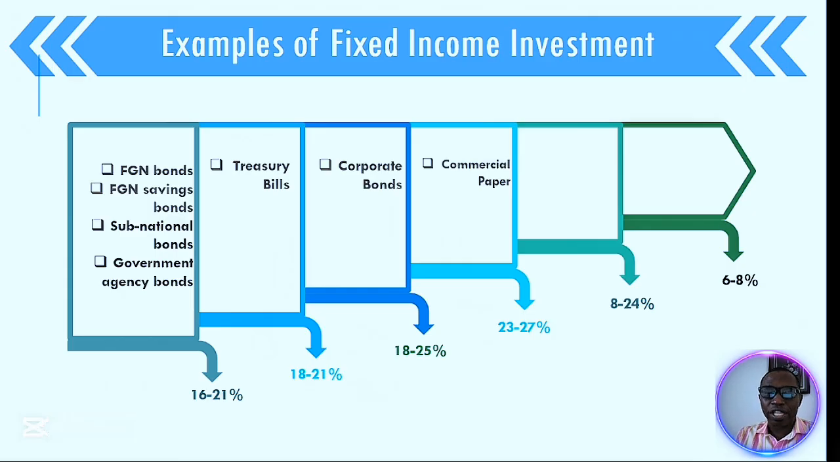and it's usually between 23 to 27%. But so many things go into corporate bonds and commercial paper. So if you know that you cannot take risk, because these are medium risk investments, unlike treasury bills and government bonds, those ones are low risk investments. When I say government bonds, please, it is federal government I mean, not subnational bonds, not government agency bonds.